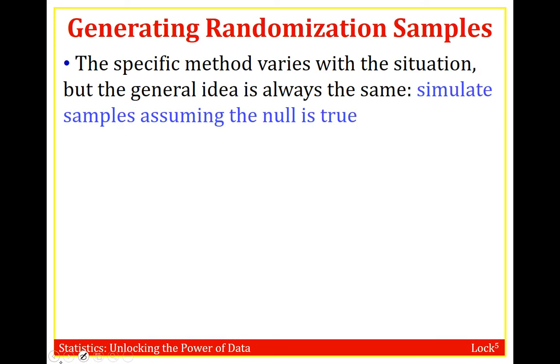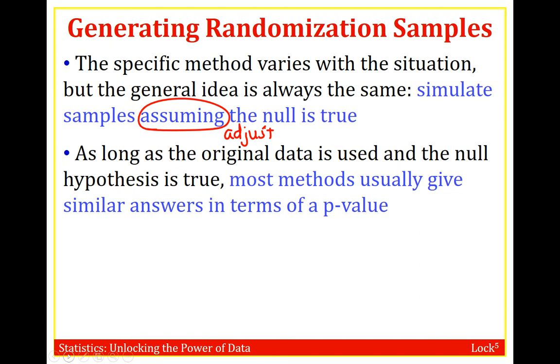So let's talk about regenerating some samples. It says the specific method varies with the situation, but the general idea is always the same. Simulate samples assuming the null is true. And remember, this assumption word means that adjustment has taken place. You don't have to worry about doing it. You just have to understand that it's happening.